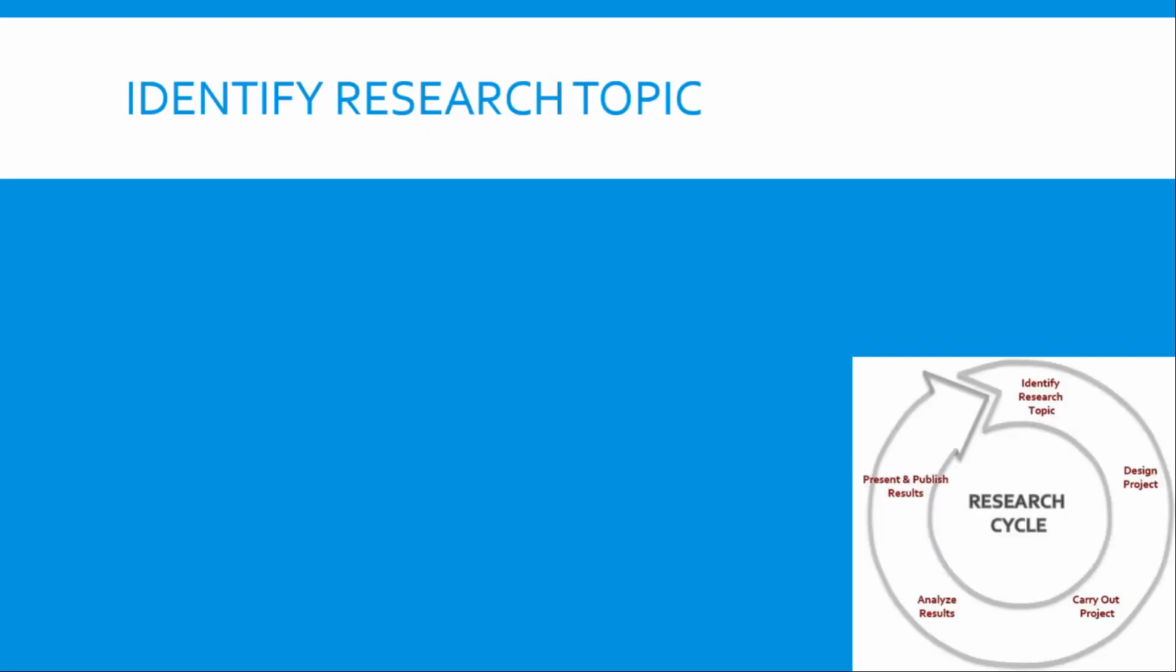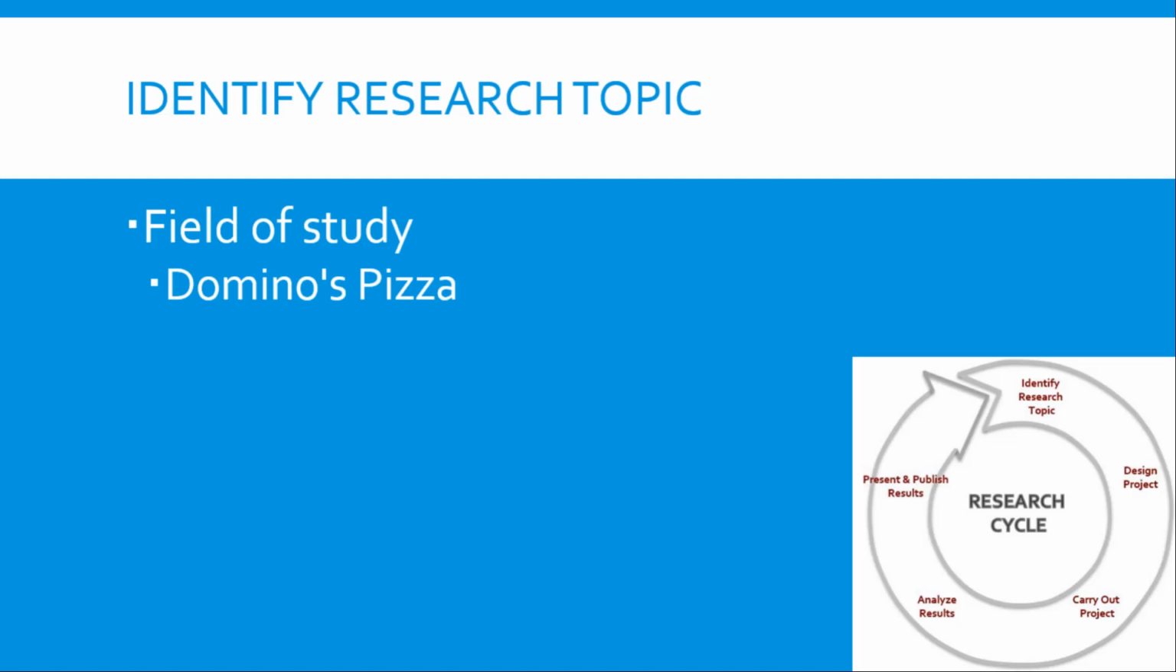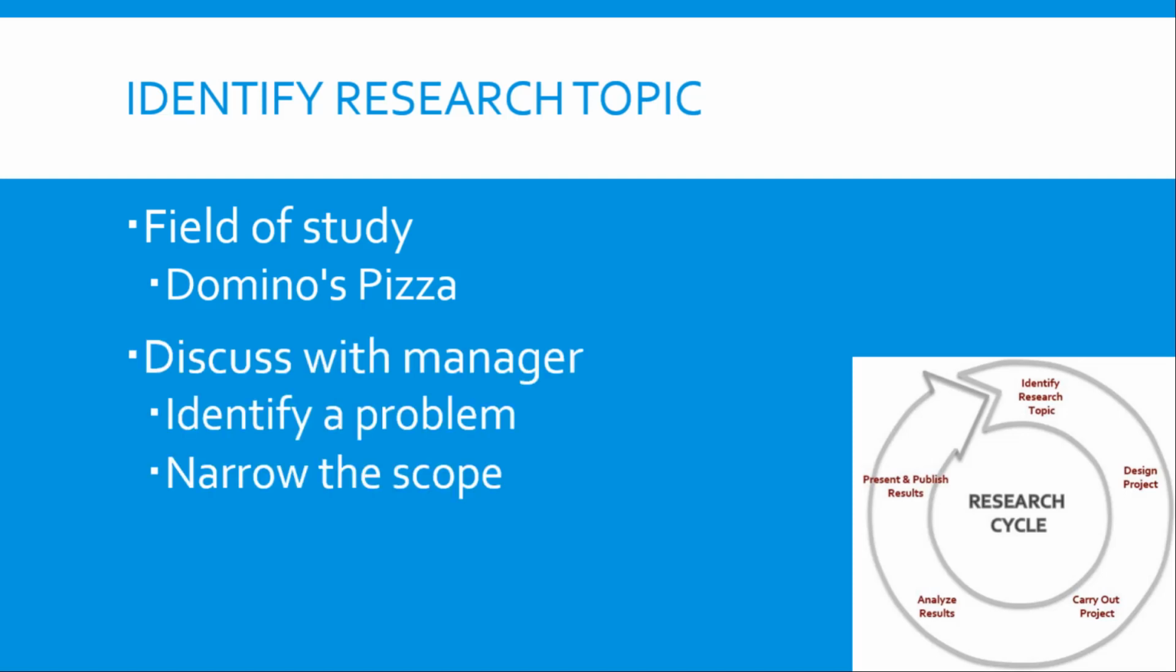So looking at those things one by one, identifying a research topic. The first thing is to identify a field of study. In this presentation, I will go through an example of how I would do this project. It is a very simplistic example, but it's enough to give you an idea of the expectations of the project. So for example, let's say my field of study will be Domino's Pizza. I will go to Domino's and sit down with the manager, and we identify a problem that he has that he would like to see solved.